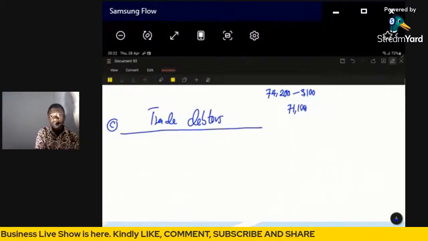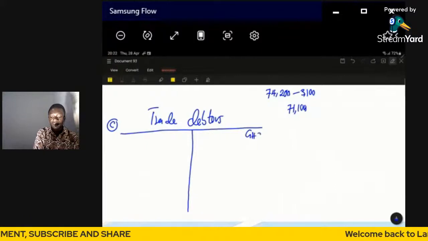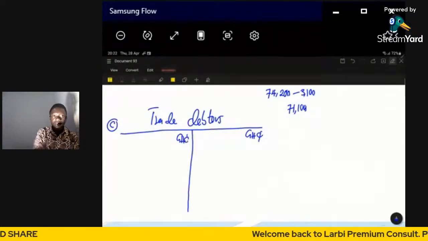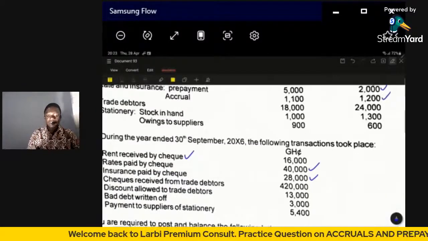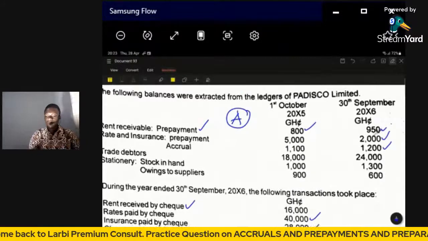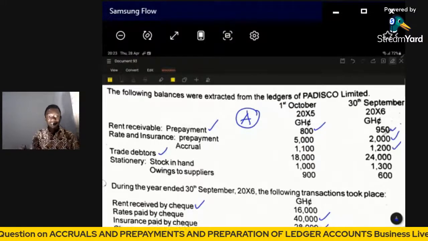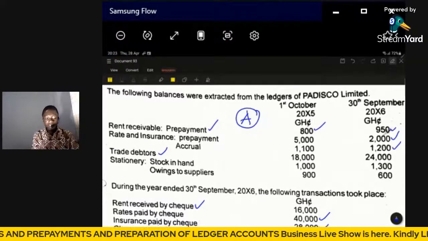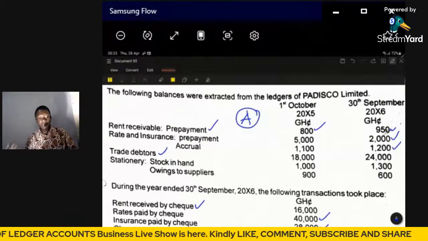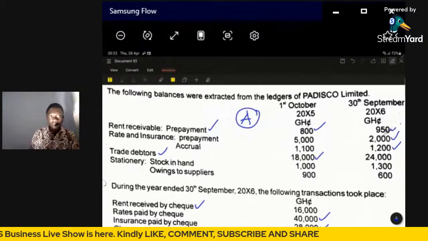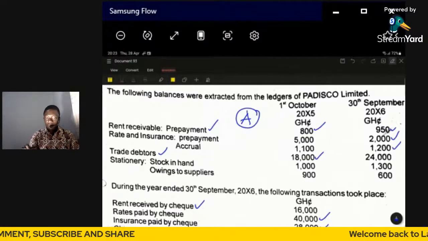So you have your T account for trade debtors. Same format: you first of all check, is there any opening balance for that account that you are preparing? If yes, you enter that information. So here you are dealing with trade debtors. Realize that the trade debtors opening balance on 1st October 20X5 was 18,000. So that's going to be the opening balance.